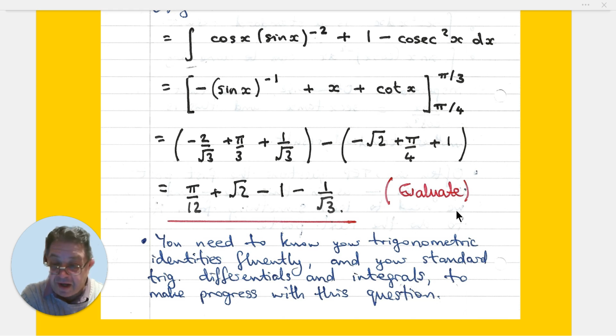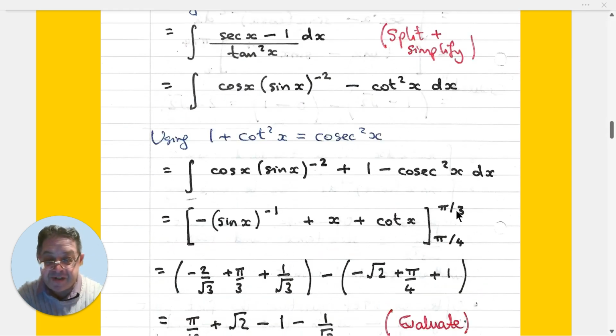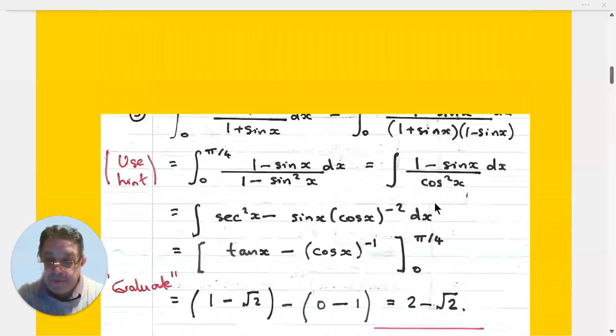So to do this question, you need to know your trig integrals fluently, especially those involving sec squared and cosec squared, and you need to know your standard trig differentials and integrals to make progress.